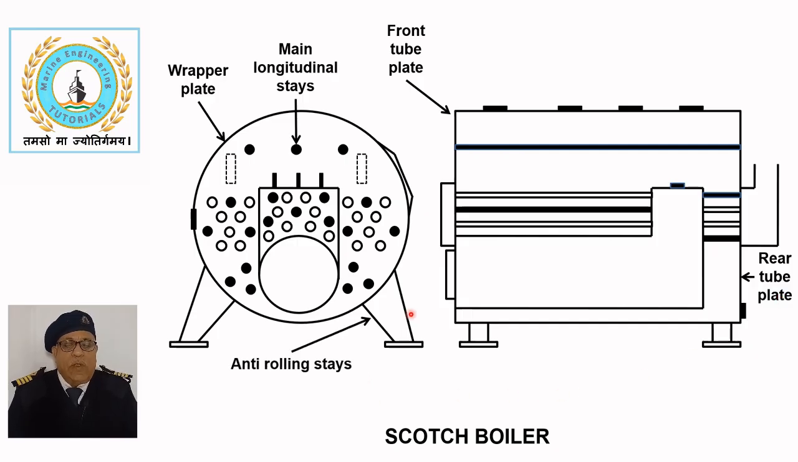The boiler drum was mounted on its foundation with four anti-rolling stays. Two stays at the front end were fixed while the other two at the rear end were sliding to allow free thermal expansion of the boiler, thereby avoiding undue distortion.